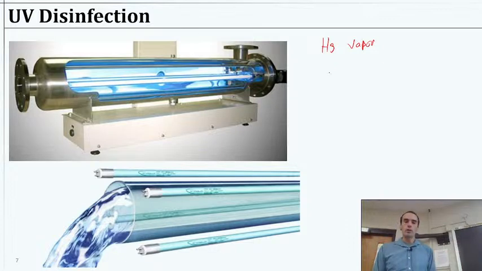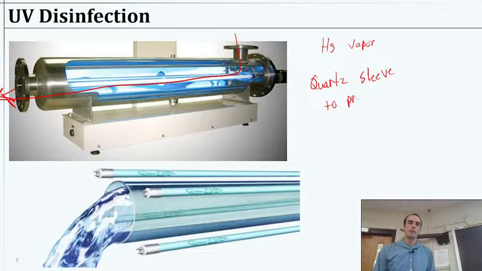And so in most cases, we have water flowing through a system like this, maybe in that direction, could be the other way, we'll have some sort of quartz sleeve to protect the lamp and transmit UV.